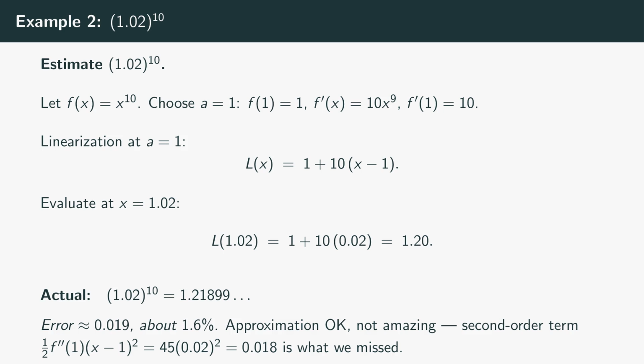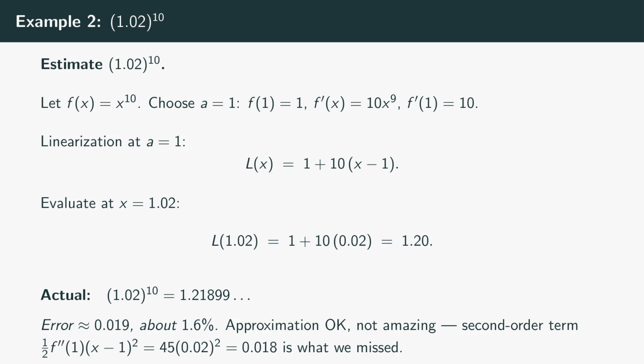Plug in x equals 1.02. The quantity x minus 1 is 0.02. 10 times that is 0.2. Add 1. The linear estimate is 1.2. Now check. The actual value of 1.02 to the 10th is 1.2189, and so on. We got 1.2, close, but the error is about 0.019, which is roughly 1.6%, worse than the square root example.